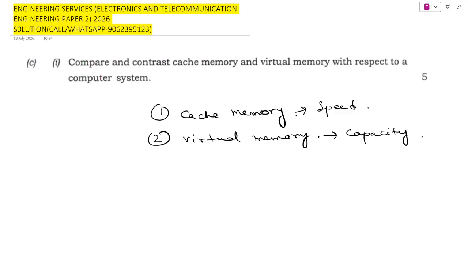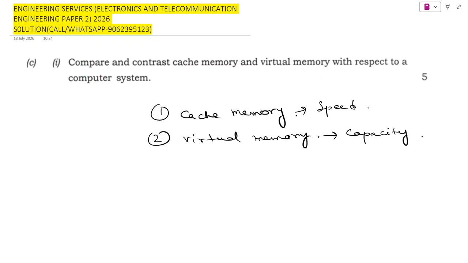Now, what is cache memory? Cache memory is a small, very high-speed memory located between the CPU and the main memory, RAM. Its purpose is to store frequently used instructions and data so the CPU can access them quickly. Instead of going to RAM every time, the processor first checks the cache. If the required data is available, it is called a cache hit, and the CPU gets the data almost instantly. If not, it is called a cache miss, and the data is fetched from the RAM.